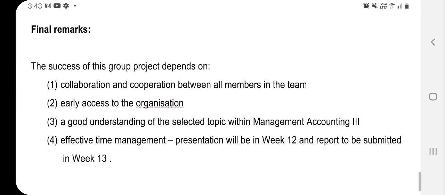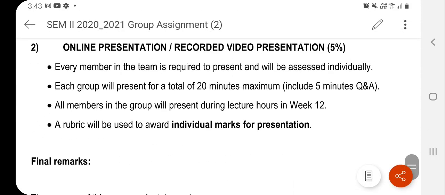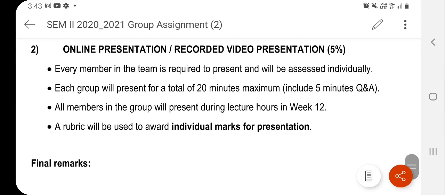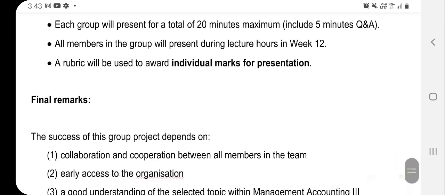Final remarks. So I think that it is clear. The presentation is 15 minutes. Every member has to present. 15 minutes presentation, 5 minutes Q&A.